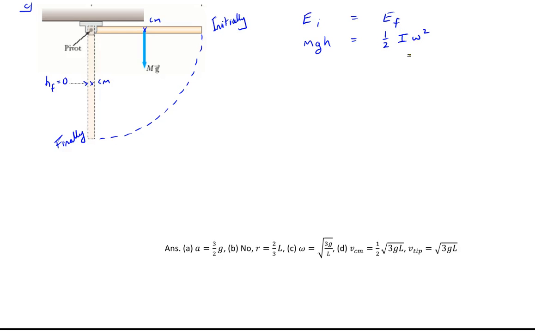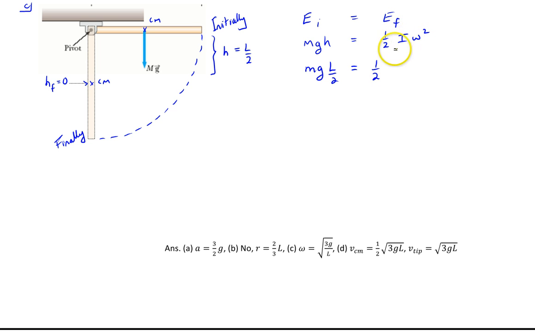At the very top, it has potential energy, and that height that has gone up right here is equal to, well, this is the length L, so that's going to be equal to half of L, because we're going to be assuming that the mass is uniformly distributed over the rod, and hence it's in the middle of the rod. So we're going to replace h with L over 2. And on the right side, I have 1/2 times I omega squared.